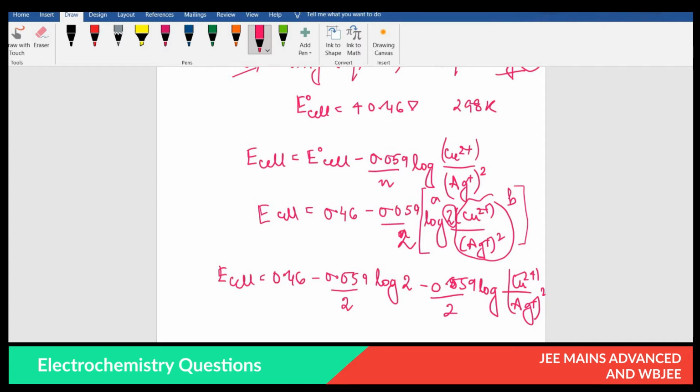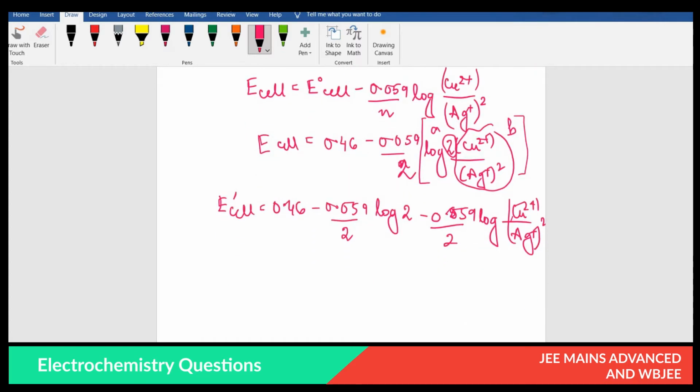Is it clear, students? Right. So now you see in this equation we have got two minus containing terms. So this is a modified form of the equation, right? So we can write it as E prime cell supposedly, or take it as E1 cell, whatever you wish.